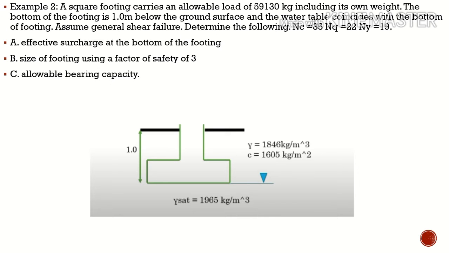So, for example 2, a square footing carries an allowable load of 59,130 kilogram, including its own weight. The bottom of the footing is 1 meter below the ground surface, and the water table coincides with the bottom of the footing. Assume general shear failure. Determine the following. Given Nc, Nq, and N gamma of 35, 22, and 19. A. Effective surcharge at the bottom of the footing. B. Size of footing using a factor of safety of 3. C. Allowable bearing capacity.